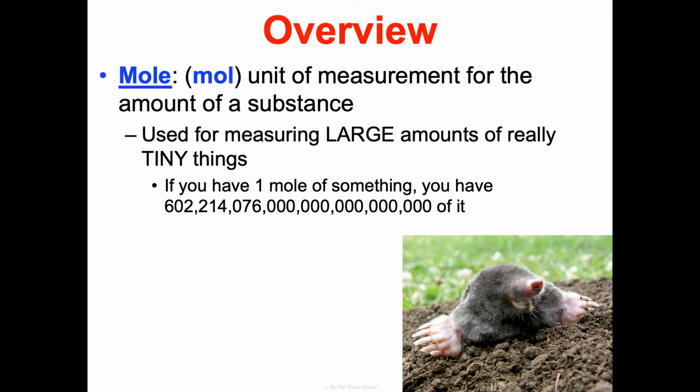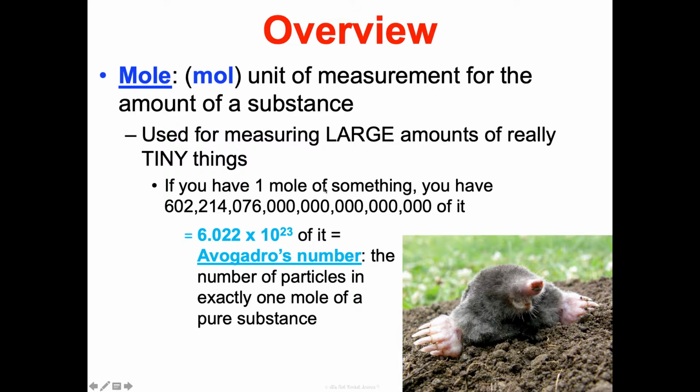So you should be very grateful for the mole, because one mole represents this much of something. Okay, I can't even say that number. That's how big it is. In scientific notation, we usually narrow it down to 6.022 times 10 to the 23rd power. That's how many of something you have if you have 1 mole of it. And this number specifically is known as Avogadro's number. It represents the number of particles in exactly 1 mole of a substance. So if we're looking at an element, it would be the number of atoms in it. If we're looking at a compound, we're measuring the number of molecules in it, that kind of thing.